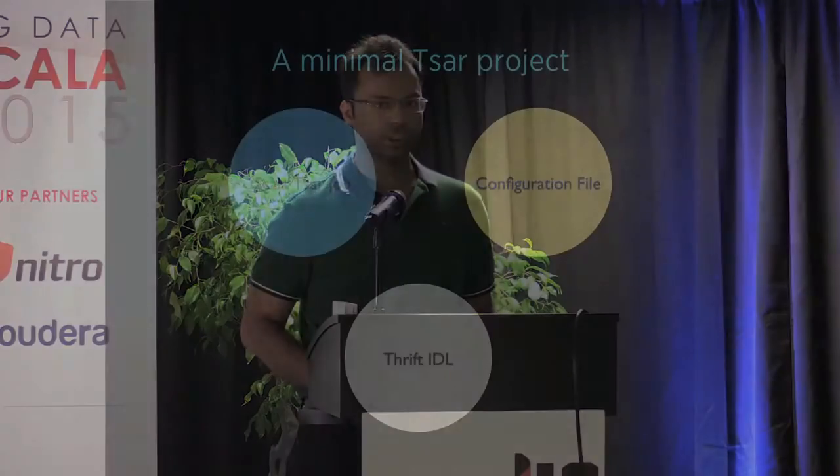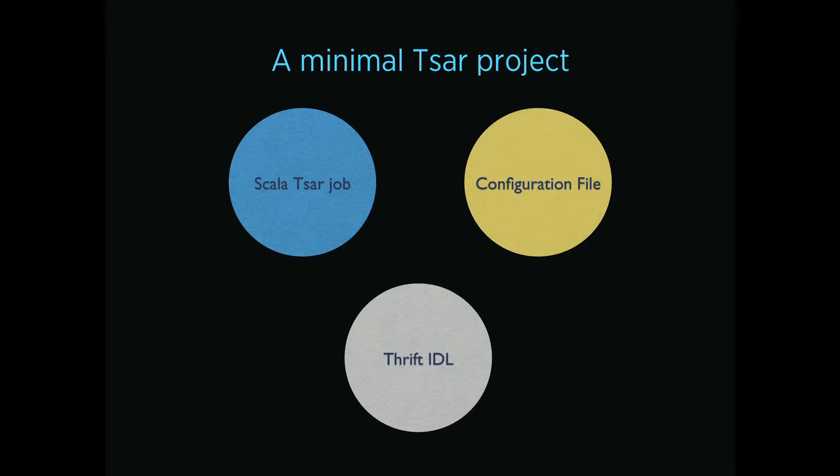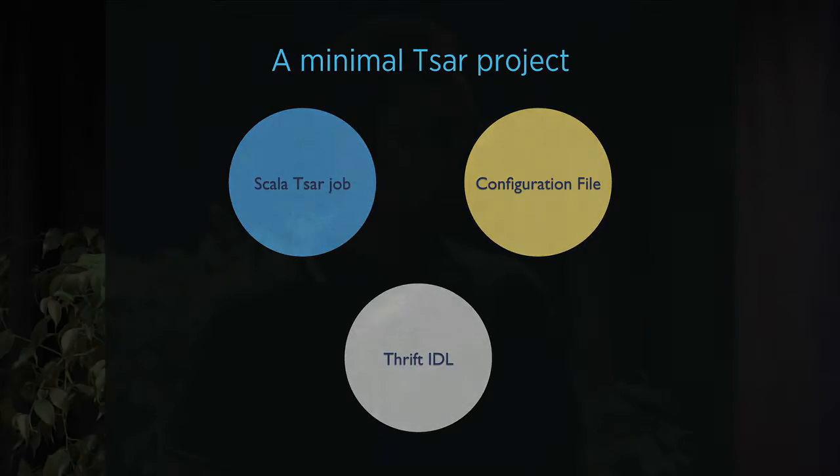A minimal Tsar project has three components to it. We have a Scala Tsar job. The Tsar job is written inside Scala. It's built on top of Hummingbird, which is also in Scala. There's a config file, and there's a Thrift IDL where you specify the dimensions that you care about. So there are typically three components, and we'll walk through all of these three components now.